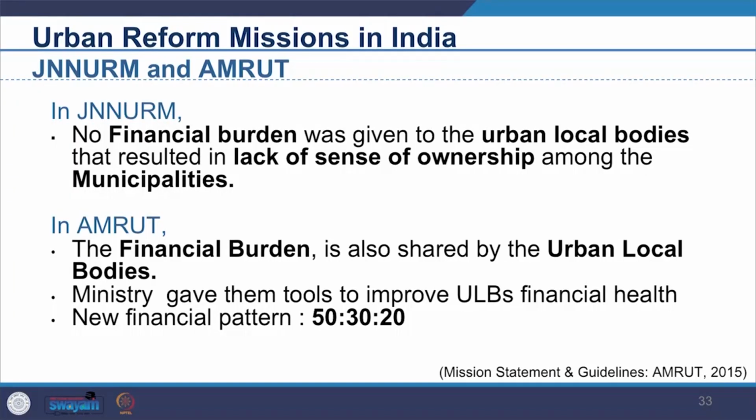So, the new financial pattern was in the ratio of 50:30:20. So, the center would take 50% of the load, the state would take 30%, and the ULBs would take up to 20% of the financial burden of any interventions which they do.